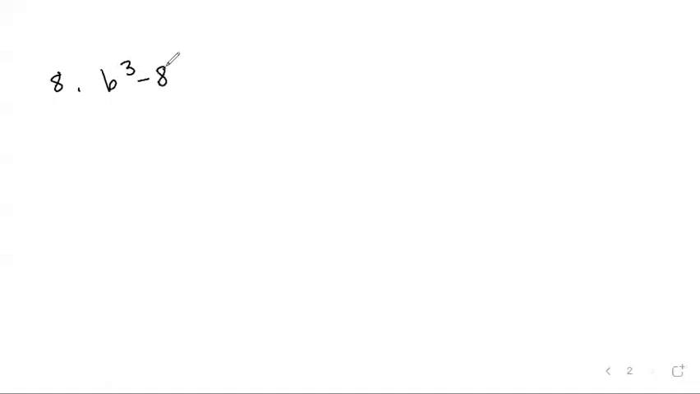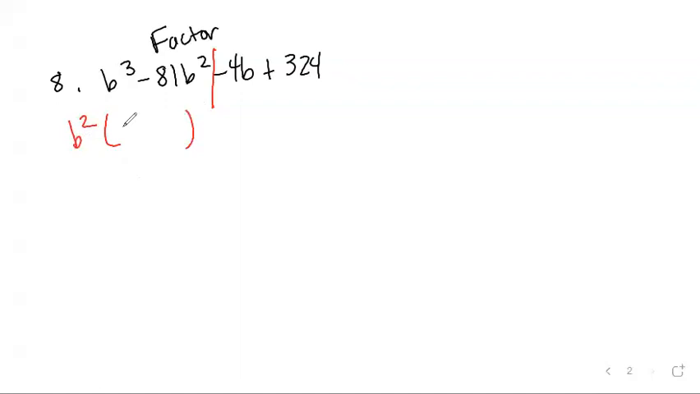b to the third minus 81b squared minus 4b plus 324. So I'm looking at it to see if there's anything I can pull out of all of these terms. They're asking me to factor this, not solve it. So I have to come up with it a different way, and there's not. So I want to divide this right down the middle to factor by grouping. There's at least a b squared in both of those. I can't pull out a number because b to the third only has a 1 in front of it. So I can pull out b squared. If I take a b squared out of b to the third, I've got b to the first. If I take a b squared out of negative 81b squared, I just have negative 81.